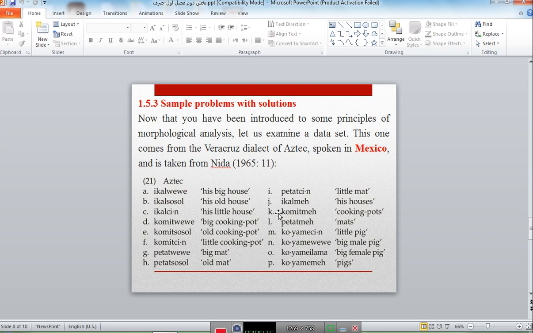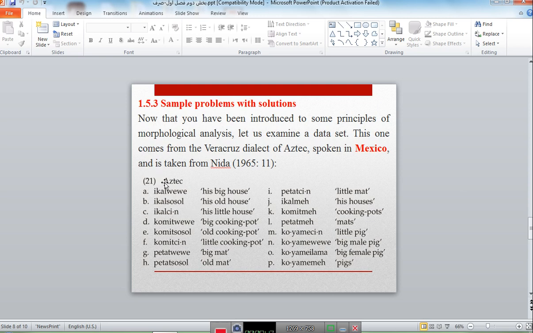We begin by looking for recurring pieces that have a consistent meaning or function. For example, consider number 21 A to C. Look at it: ikal wewe, ikal sosol, ikal chin. You see there is the same morpheme, ikal, which means house. His big house, his old house, his little house.